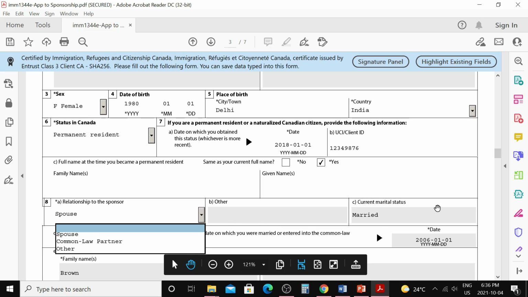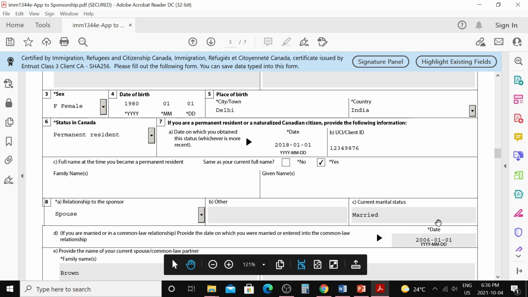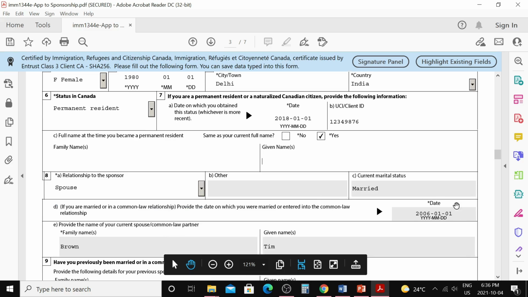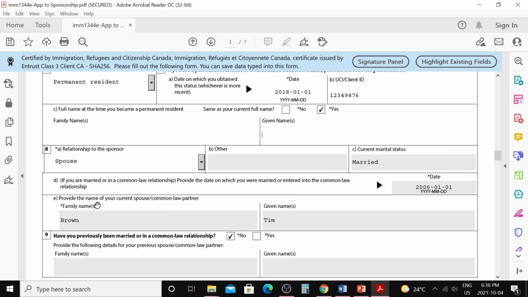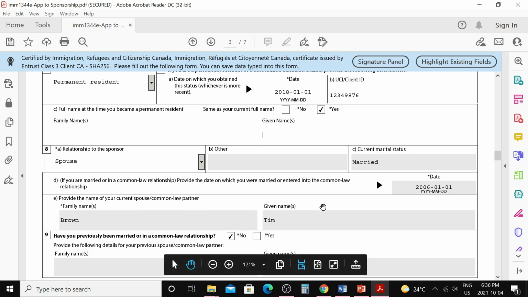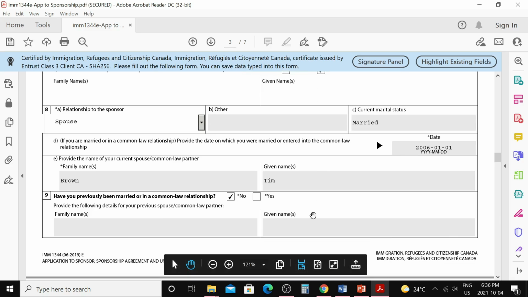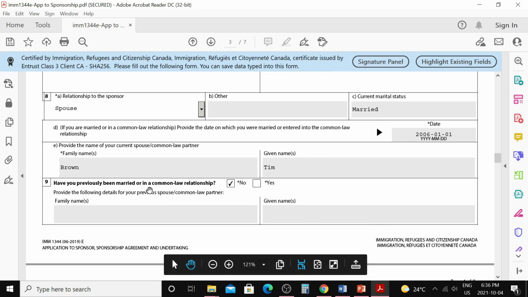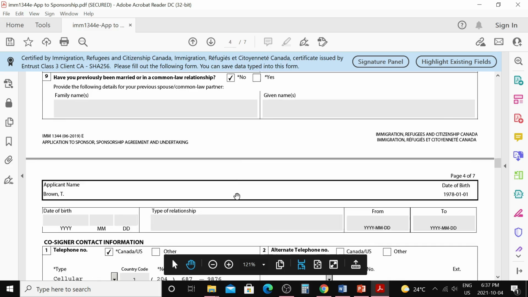And then current marital status, it will choose automatically just married, and date of marriage here. After that, provide the name of your current spouse or common law partner. It will appear automatically here because you already provided that. Have you previously been married or in common law relationship? Same question. If you have, then you can say yes and provide the information, otherwise no.